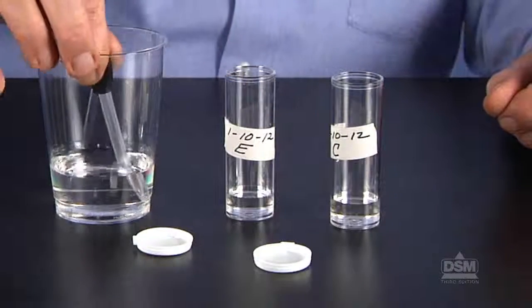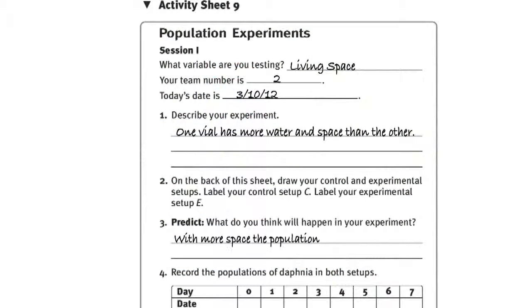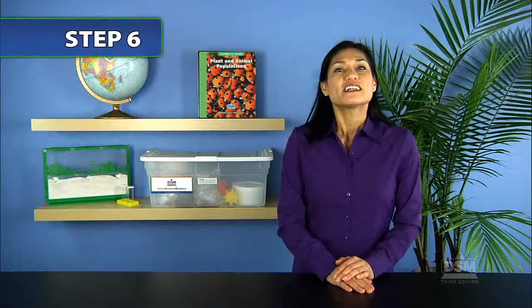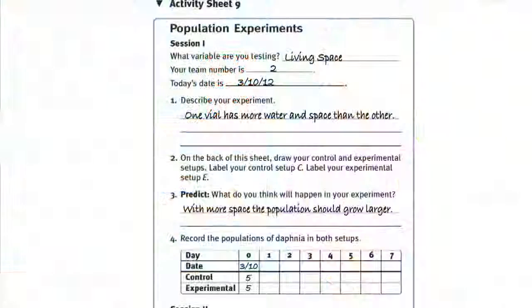Inform students that each vial should contain 5 daphnia. Instruct each team to describe and draw their experiment and predict its results on their activity sheets. Have them begin filling in the chart on the activity sheet with the observation day number 0, today's date, and the present population 5 in each vial of daphnia. Finally, collect the materials and return them in the kit. Collect the activity sheets for use in continuing observation sessions.